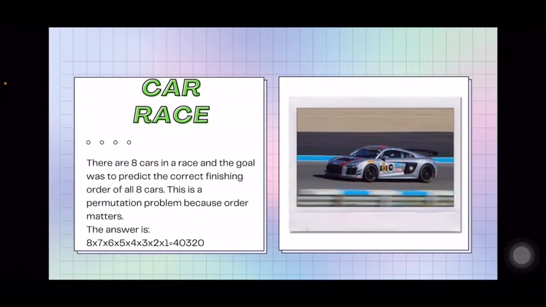The second one is car race. There are 8 cars in a race, and the goal is to predict the correct finishing order of all 8 cars. This is a permutation problem because order matters. So the answer is 8 times 7 times 6 times 5 times 4 times 3 times 2 times 1, which equals 40,320. So the probability of picking the correct order will be very small indeed.